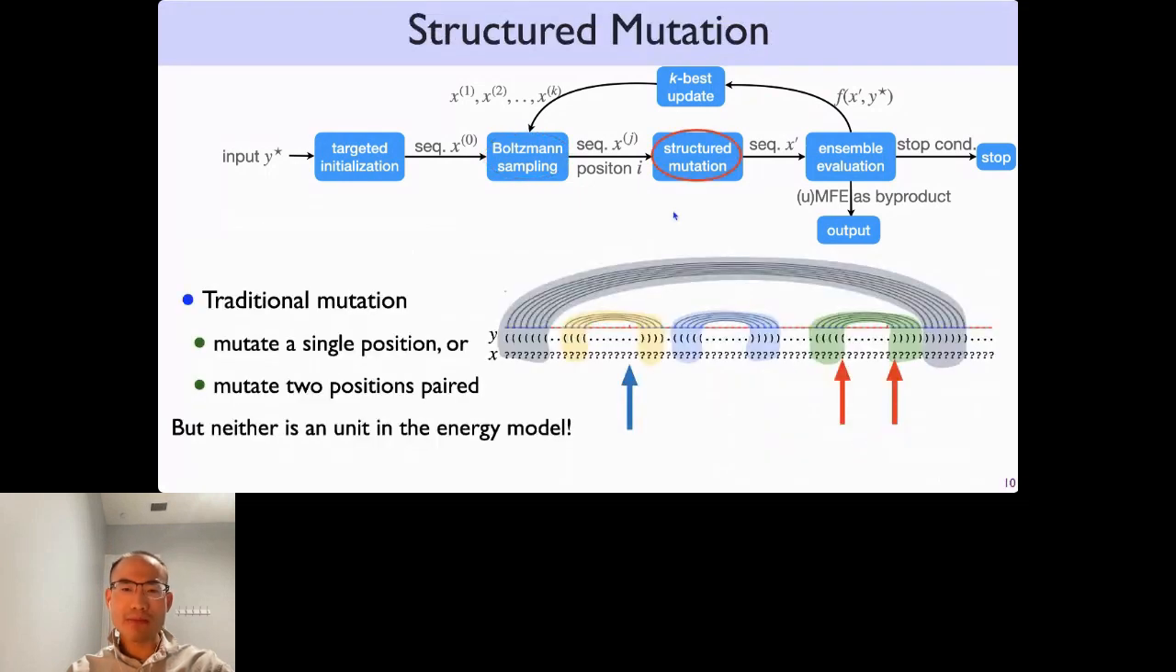And after the sampling, mutation can be carried out to generate a new sequence. In the traditional mutation, at each time, only a single base or a pair of bases would be mutated. However, neither of them is a unit in the energy model of RNA secondary structure. In the real energy model, the RNA secondary structure would be decomposed into some local structures such as hairpin, helix, multi-loop, interior loop, and so on.